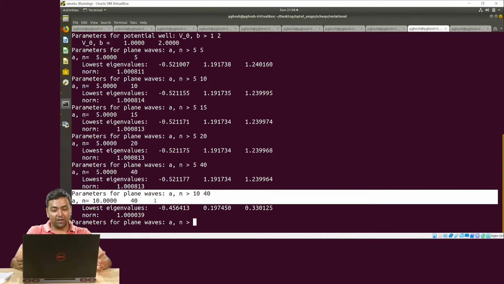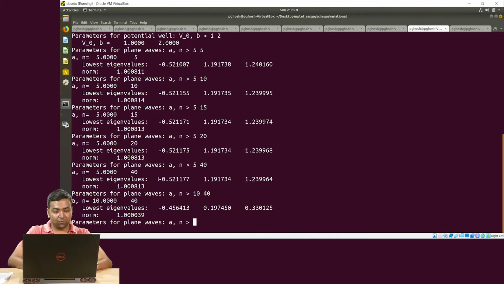Now, if you remember the potentials which we are using, these are attractive potentials. So, when you bring two attractive potentials together, their interaction will also be attractive. When you move them apart, what you expect is that the energy eigenvalue will go higher up in energy, and that is what we find here. For A equals 5, my energy is -0.52177, but the moment I increase A to 10, my energy goes to -0.456413.